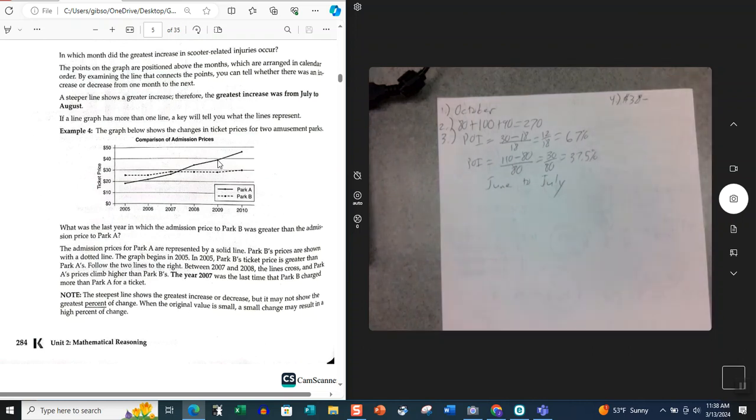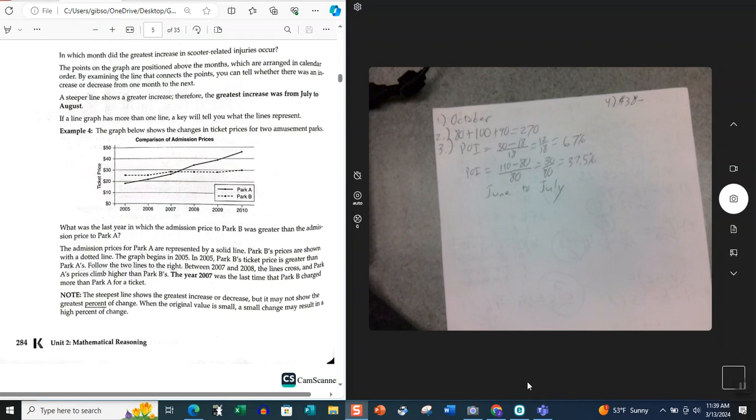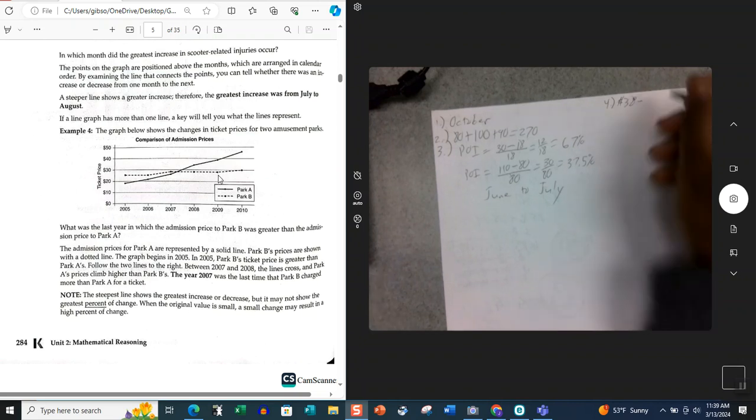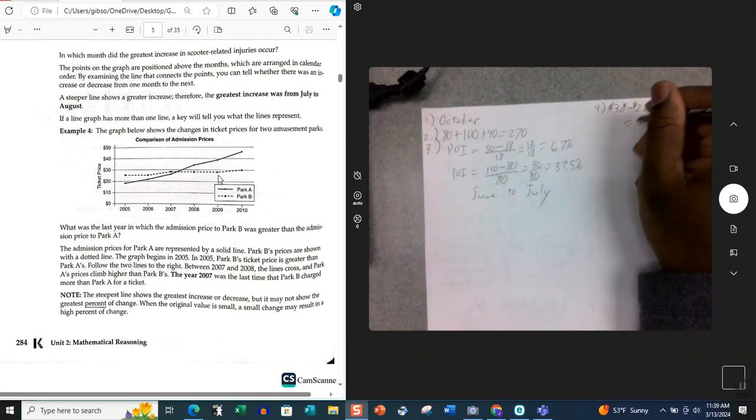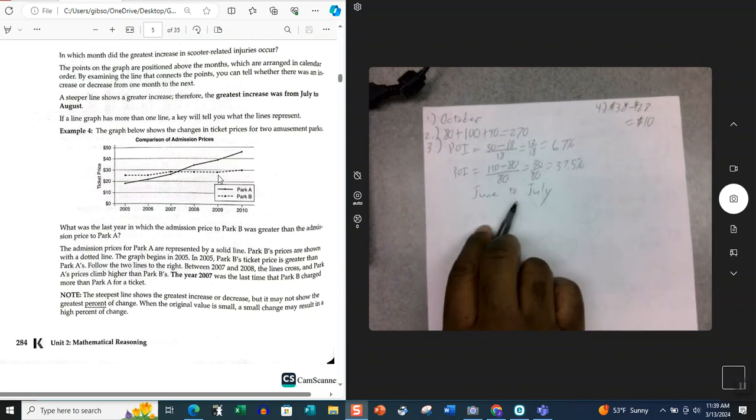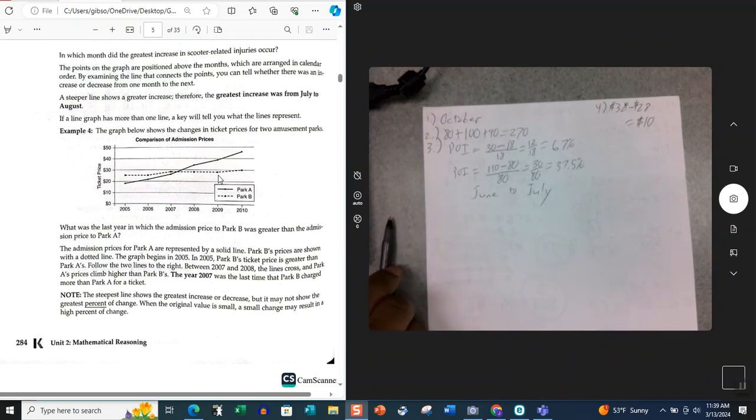Park B's ticket, okay, now Park B, if we look here at 2009 for Park B, that's approximately 28 as well. So we have 38 minus 28, which is about $10 more. So it's about $10 more for this problem here. So we move on to problem number 5.